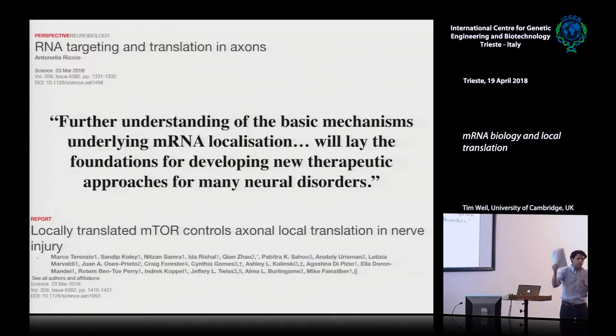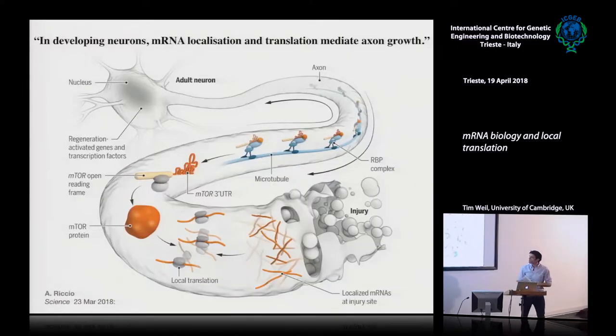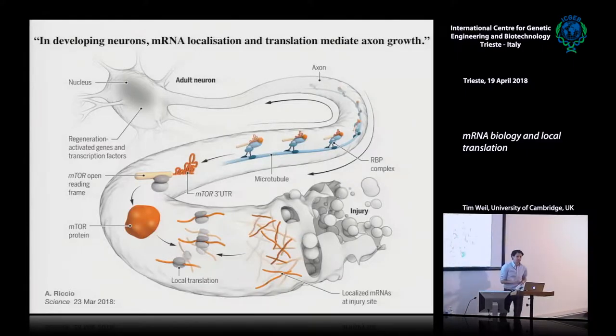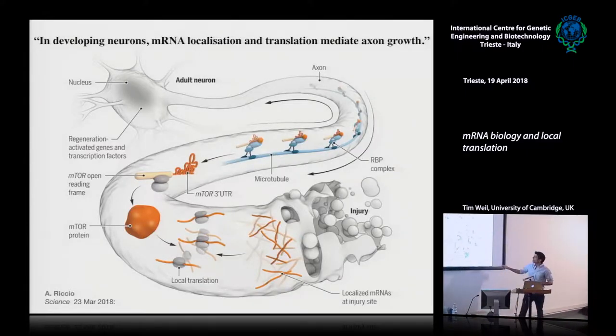And this was considered one of the first localized RNAs in axons. And here we see it. So this is after injury. Many of these transcripts of mechanistic targeting of rapamycin are targeted here to the injury area, and they're actually then locally translated in order to drive recovery within that region. All right, so this is actually quite interesting to think about.